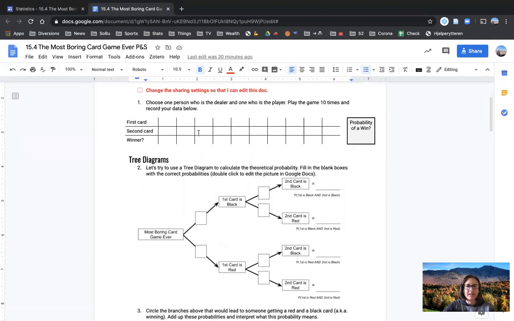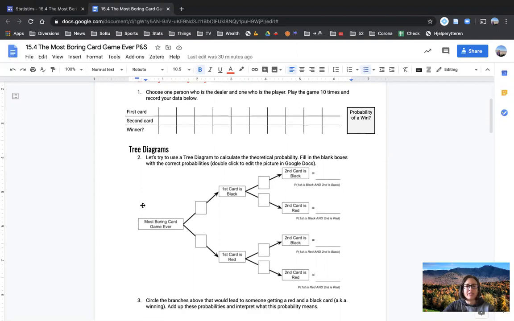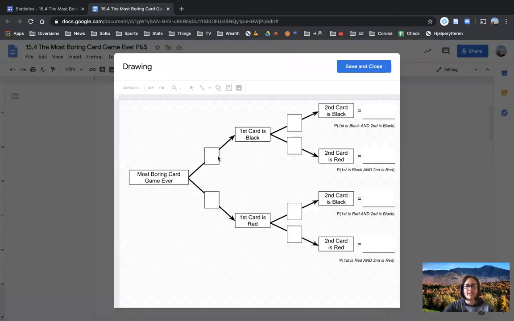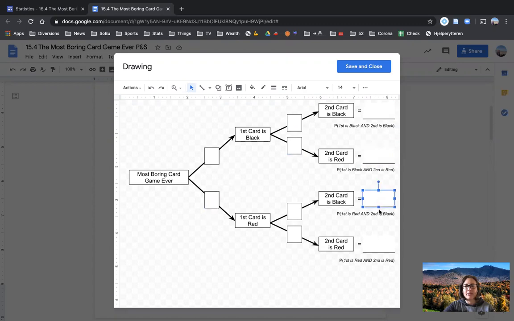For that, you're going to record your results on the table here and calculate the probability that you've won, so something out of 10. And then you're going to use this tree diagram to calculate the actual theoretical probability, the probability underlying this whole thing, not just based on your sample. If you're working on a computer, you can double click on this and fill in the probabilities here, and then fill in the probabilities for each of the branches along the lines. They're all little text boxes.